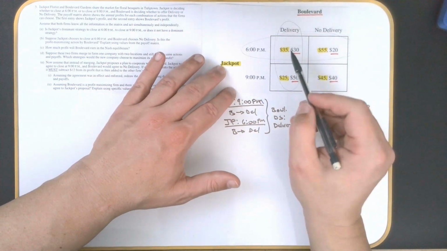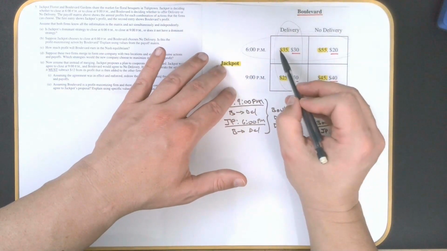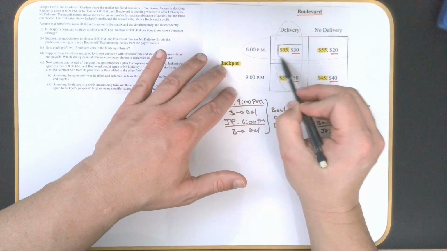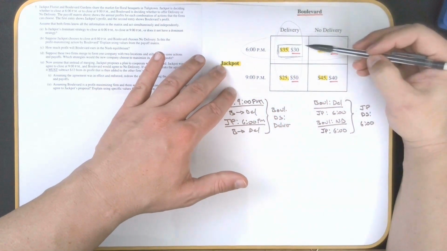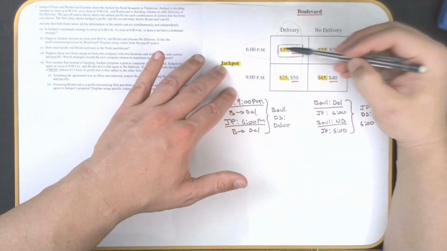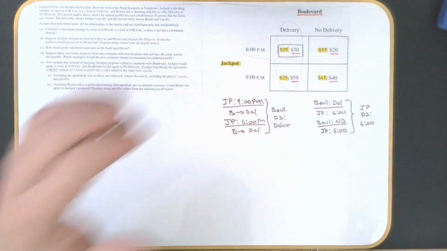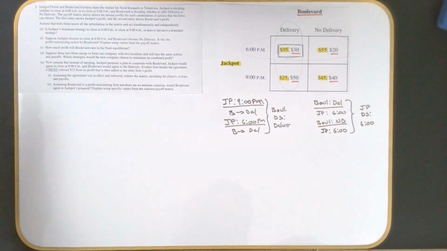So we have just discovered what's going to happen. Our Nash equilibrium is right here. We've got it. They will close at 6. Jackpot will close at 6, and Boulevard's going to deliver. And here is the Nash equilibrium for this scenario. We've got it. Okay? Now we'll see how many questions we've answered just going through this. All right? And then we'll continue.